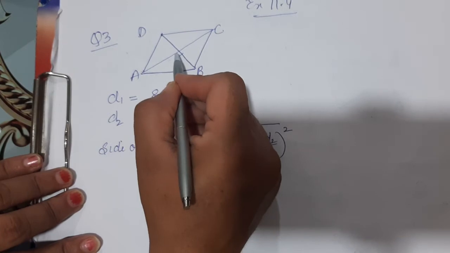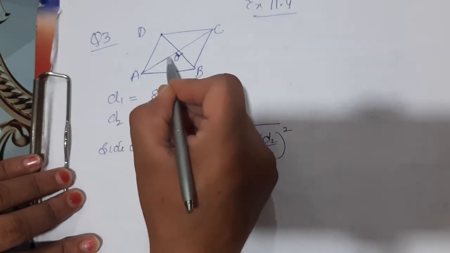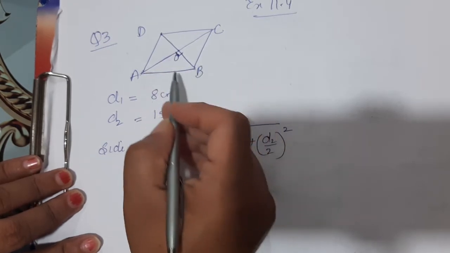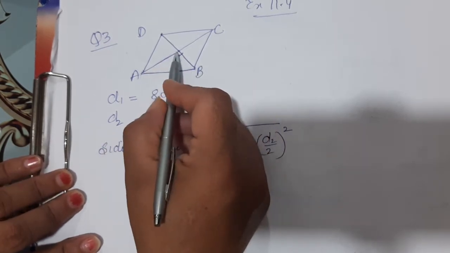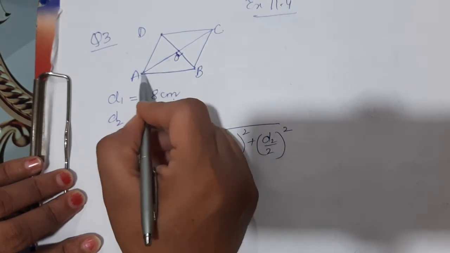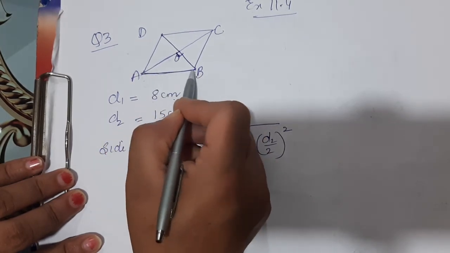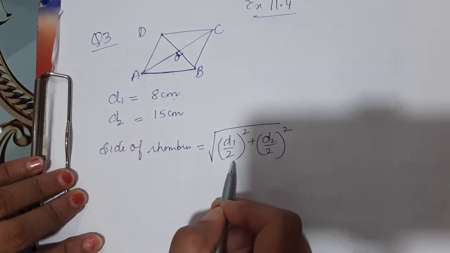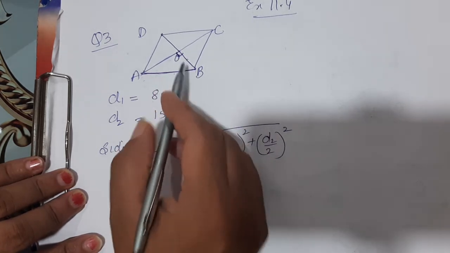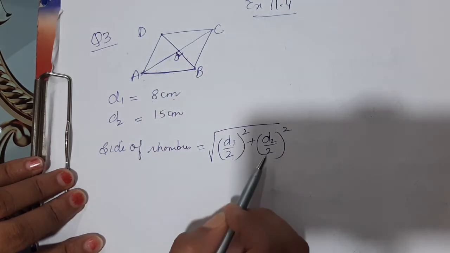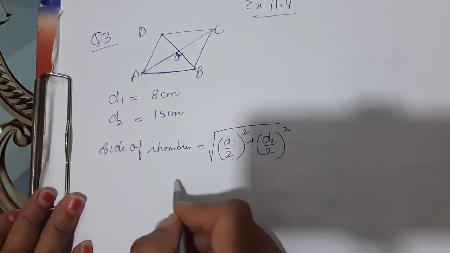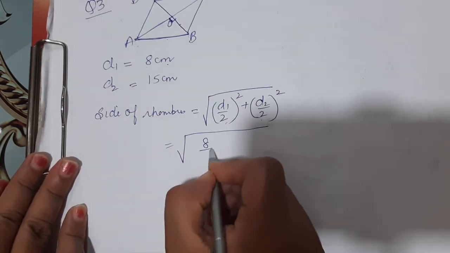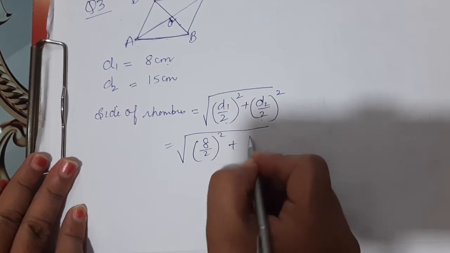Why, beta? Because here the angle is 90. This portion is half of this diagonal. This portion is half of the second diagonal. Now this becomes a right angle triangle. In a right angle triangle, this side, the side of the rhombus, is the hypotenuse, and you know that hypotenuse square is equal to perpendicular square plus base square. So which are the diagonals? Half of the diagonals, half of diagonal 1 and half of diagonal 2. So what do you get here? Half of diagonal 1 is 8 by 2 the whole square plus 15 by 2 the whole square.